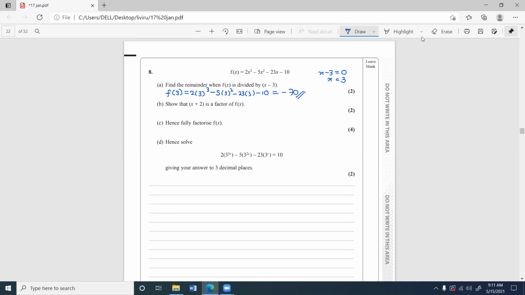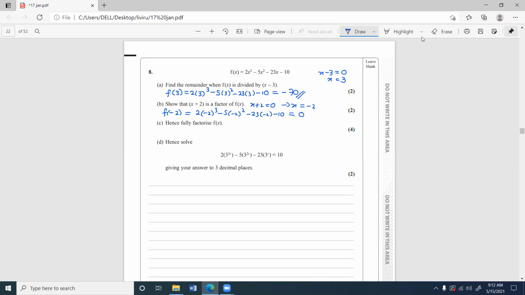Right. Then show that x plus 2 is a factor. To show that x plus 2 is a factor, we can do it like this. So you can say x plus 2 equals 0 means x equals minus 2. Then we'll substitute minus 2 into this. Let's see what happens if you substitute minus 2 into this. 2 times minus 2 cubed minus 5 times minus 2 squared minus 23 times minus 2 minus 10. So if you substitute, you will get the answer as 0.